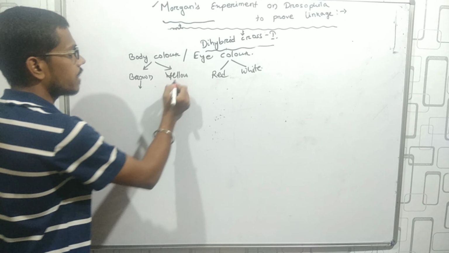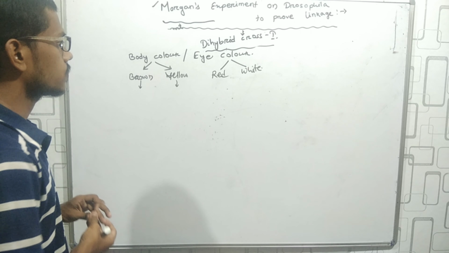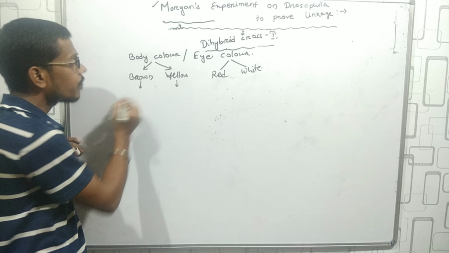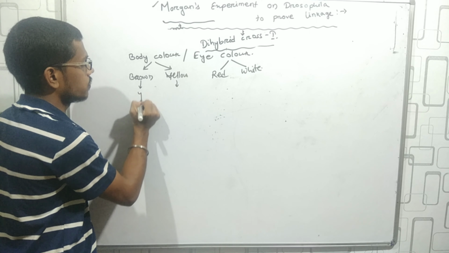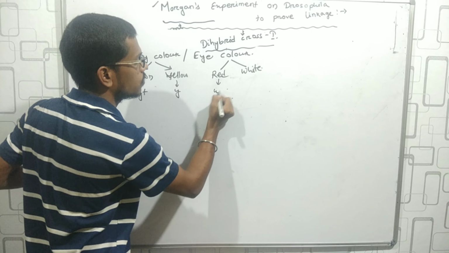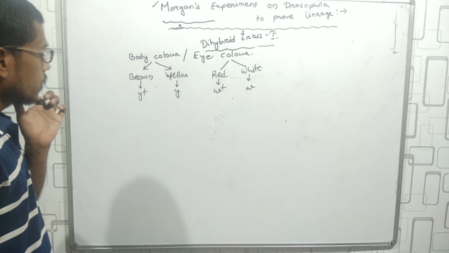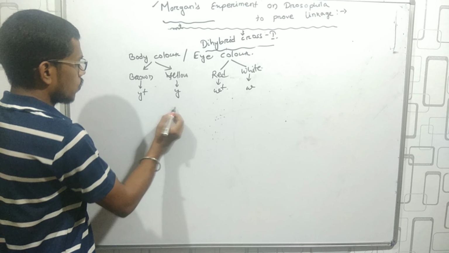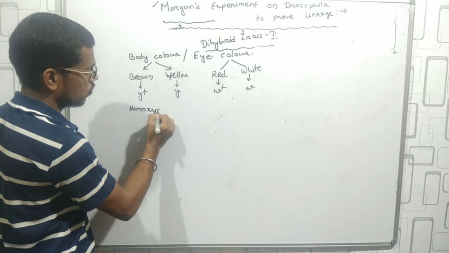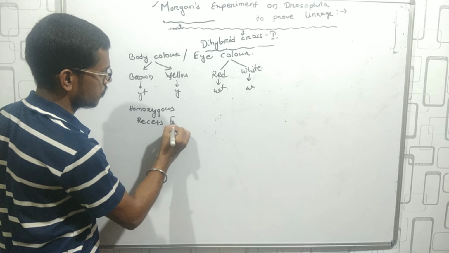Brown is the dominant and yellow is the recessive. Here we took brown as y plus and yellow as y, and red as w plus and white as w. Okay, so Morgan selected one homozygous recessive female parent.